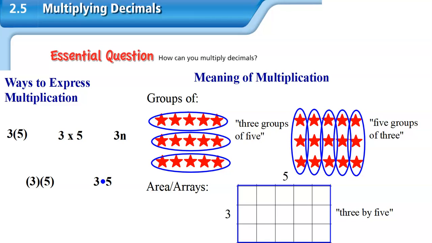Hello, today's lesson is on multiplying decimals. It's 2.5 in your Big Ideas Math textbook. So when we're looking at multiplying decimals, we want to talk about what multiplying means, right? Different ways to express multiplication.